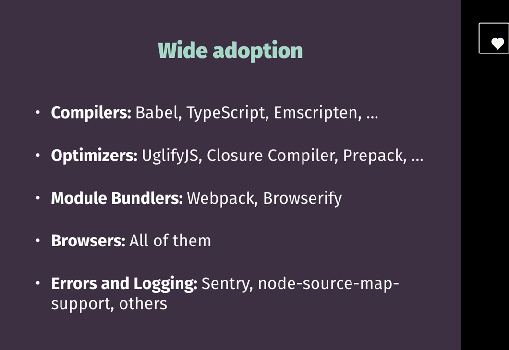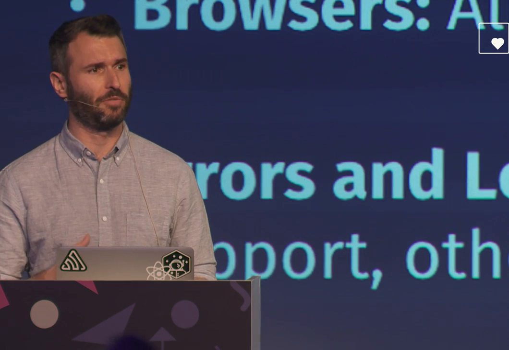Compilers, be it Babel or TypeScript or even Emscripten, which is a C to JavaScript compiler. Optimizers like Uglify, Closure, and yes, Prepack, module bundlers, every browser, tools like Sentry, so we unminify stack traces. Node source map support is an interesting node module that will automatically convert stack traces that come from exceptions into their original format if you're using, maybe, TypeScript on the server or something like that.